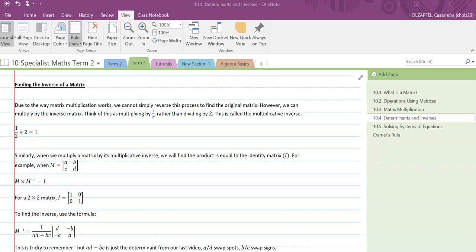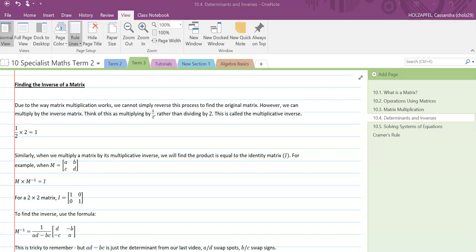So this has a special name. This is called the multiplicative inverse. That's just a really fancy way of saying dividing, but we're not dividing, right? So it's the multiplicative inverse. Now, if you take a number and you multiply it by its multiplicative inverse, you should get 1. So for example, if we did 1/2 times 2, that's equal to 1.